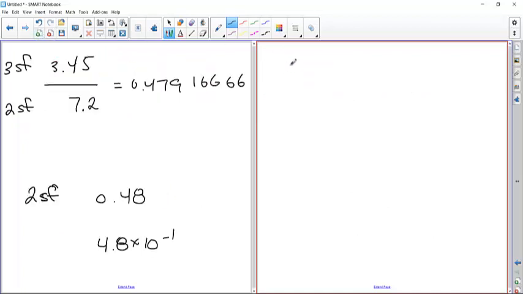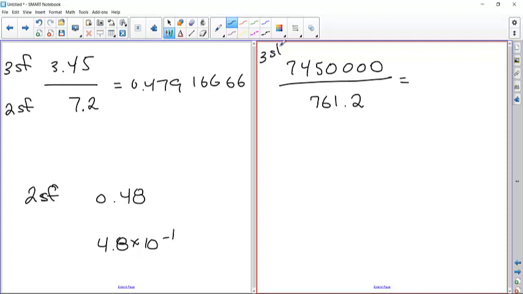Okay, let's do 7,450,000 divided by 761.2. Okay, so how many significant figures? Well, this one only has 3 because these zeros are not significant. If I wanted to show more significance, I'd have to do it in scientific notation. This one has 4 significant figures. So the least of these two is going to be 3.